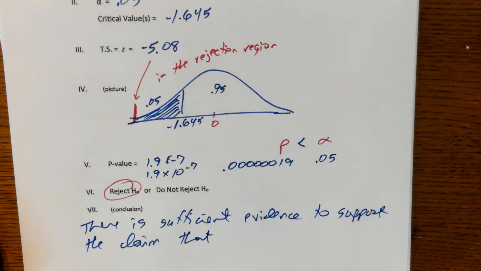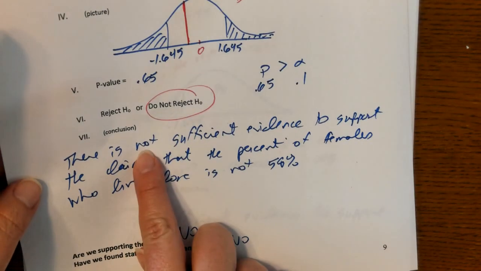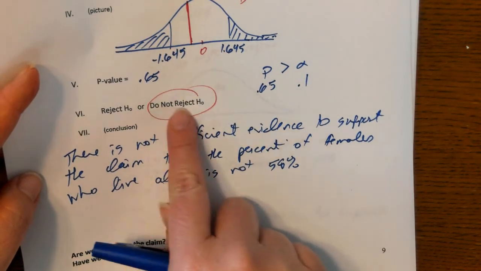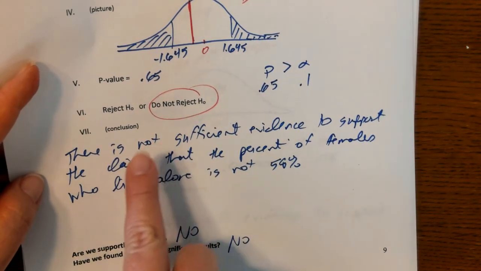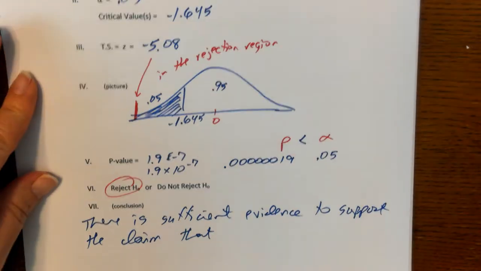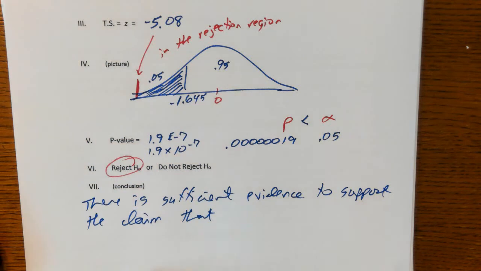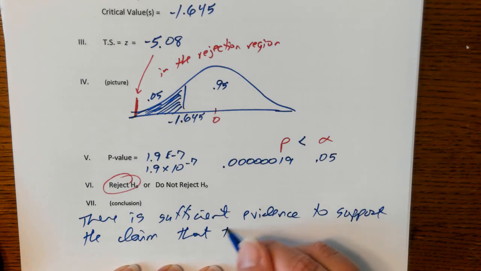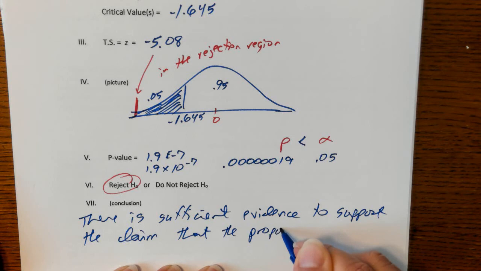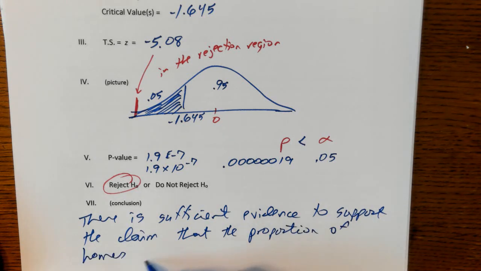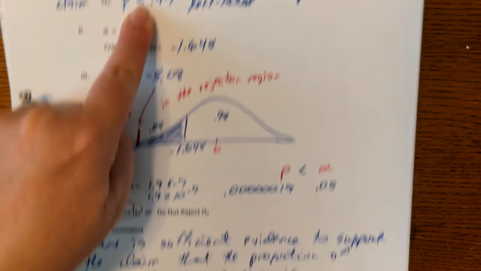Okay? Now notice, this is exactly like the sentences I was writing previously, only I left out the word not. Remember, if we circle not to do not reject, then we write not. There's not sufficient evidence. I did not circle the word not, so I'm not writing the word not. There is sufficient evidence to support the claim that the proportion of homes who own a gun is less than 0.47.